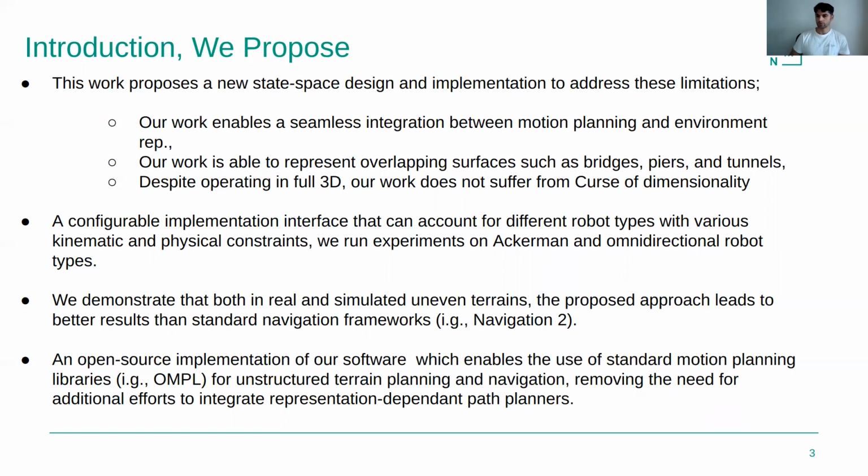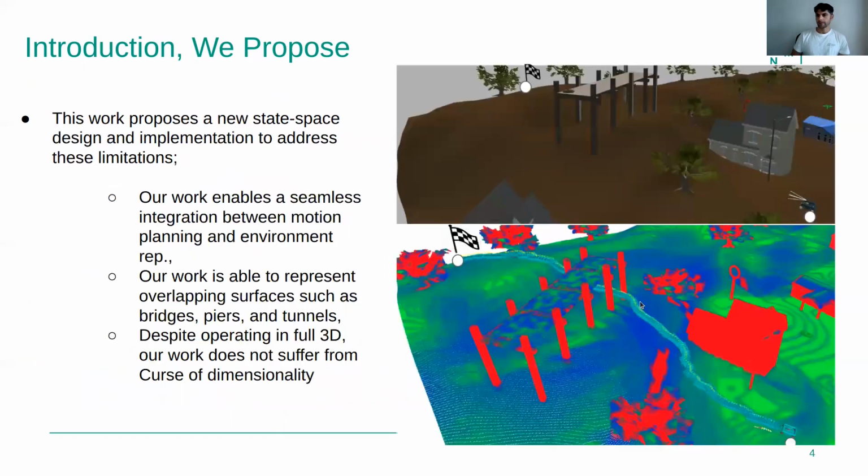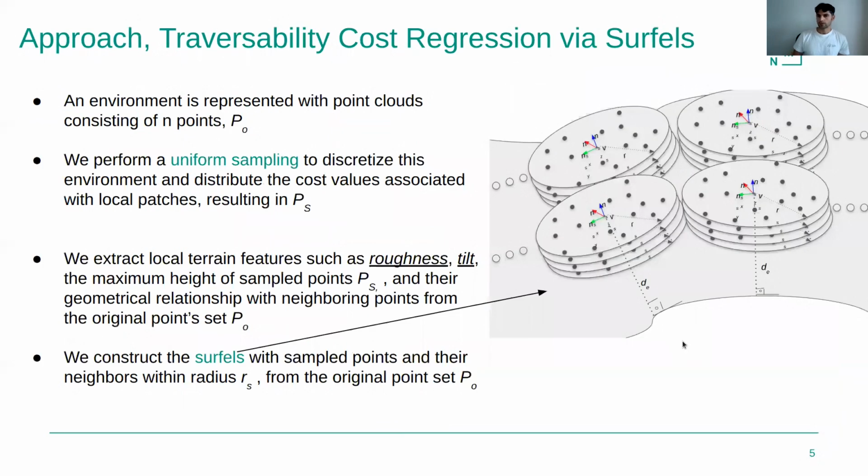So we have contributions as listed here, and an example of the result from our approach. There's an uneven Gazebo world, and we want the robot to get from here to the goal. With our approach, we can achieve a near optimal path that goes under the bridge, depicted here. Now, a little about the approach.